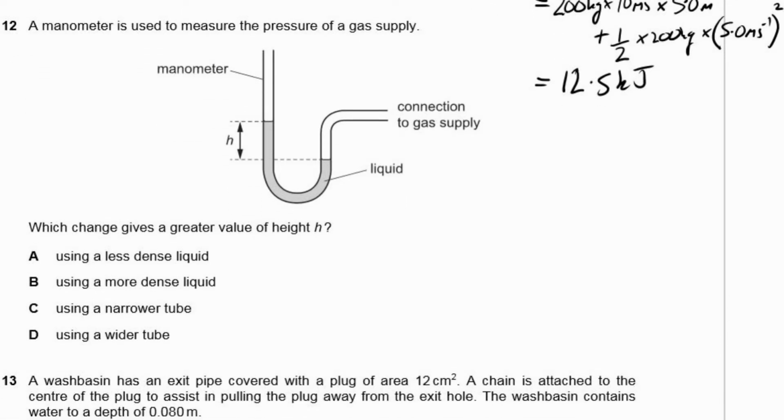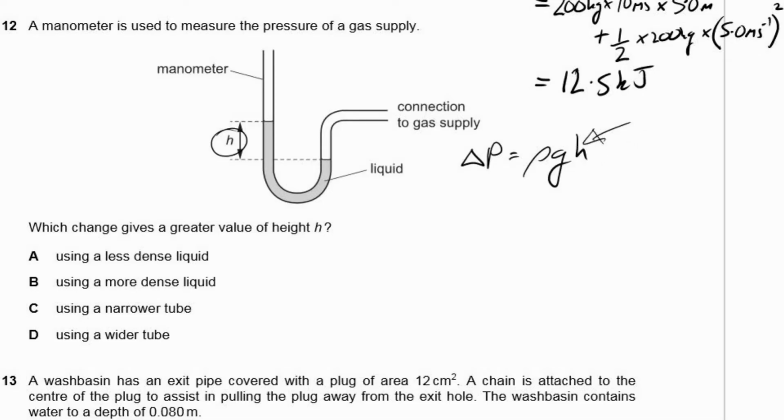12. A manometer is used to measure the pressure of a gas supply. Which change gives a greater value of the height h? Alright, well, first things first, let's look at what this actually represents. The difference in pressure is equal to density times gravity times height of the liquid, and the height is the height difference here. So we're being asked really, how can we make this value of the height difference bigger?